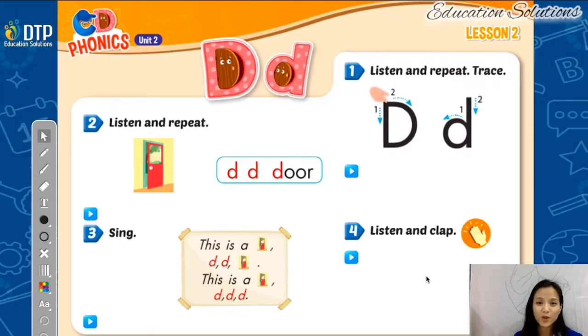And today we are going to learn Unit 2, Lesson 2, Phonics, page 17. Class, open your book, page 17. Today we are going to learn letter D. Now, 1. Listen, repeat, and trace the letter. Letter D makes the sound duh.